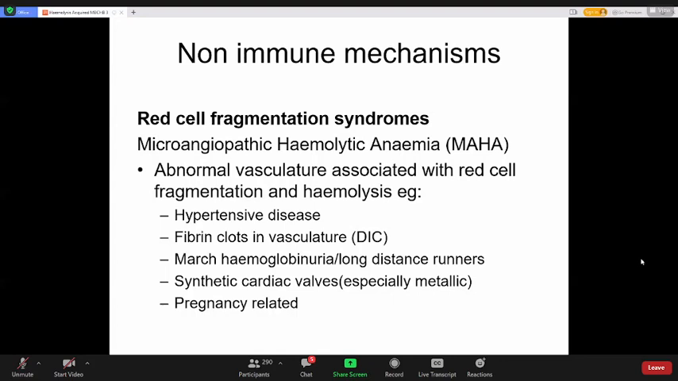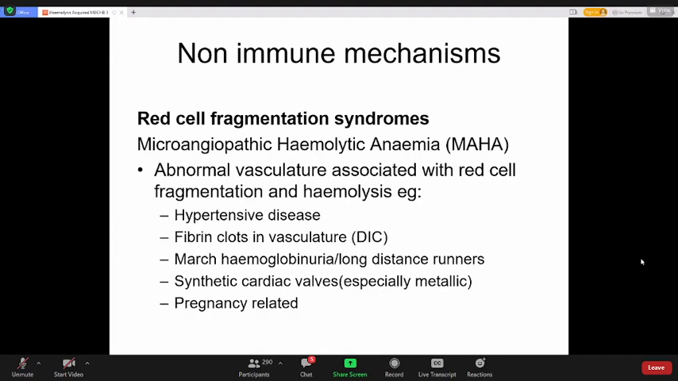Then there is a condition called march hemoglobinuria, where small vessels undergo repeated damage, for example, in marathon runners or long distance runners, or in soldiers, for example, that march for long periods. We know that the small vessels within their feet can be damaged by mechanical trauma, and you can get what is called march hemoglobinuria, which is mechanical damage of red cells in small vessels in the limbs.